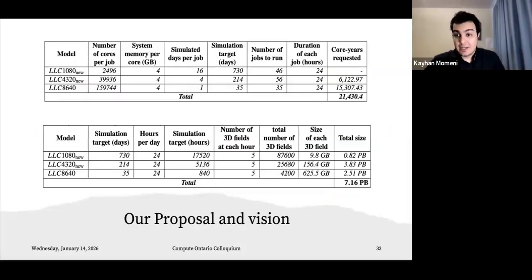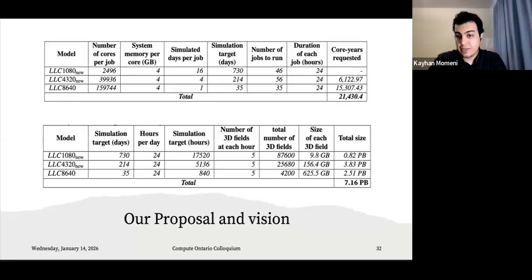Okay. I've talked a lot about the models and the improvements we're making, but it's important to be clear about where we are right now. With the exception of the LLC 1080 spin-up, we don't yet have the resource allocation needed to run the high resolution models this year. The tables you see here come from our resource allocation proposal for next year. To execute the full plan, we're requesting on the order of 21,000 core years of computing time, along with a little over 7 petabytes of storage.